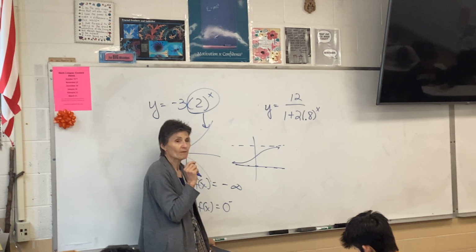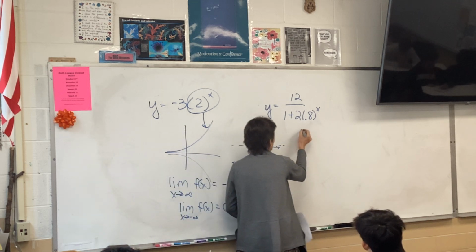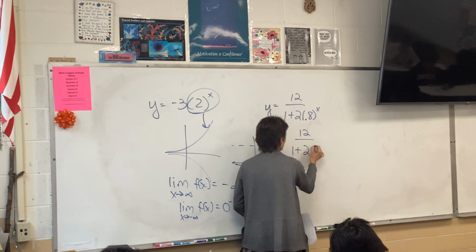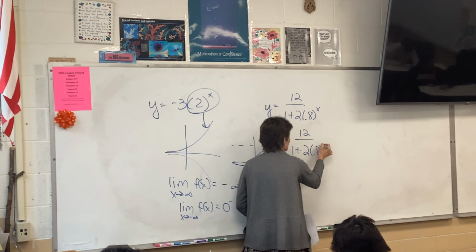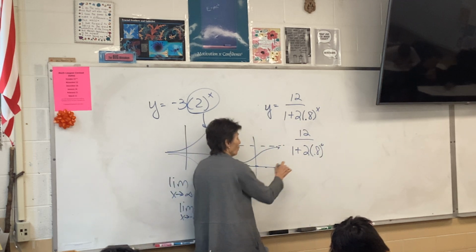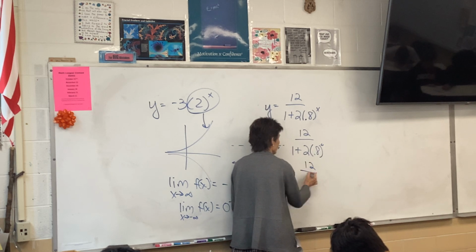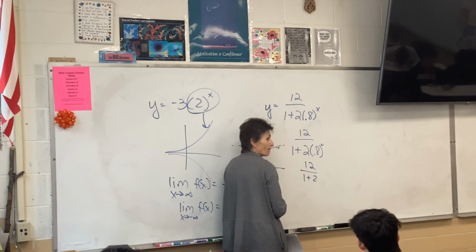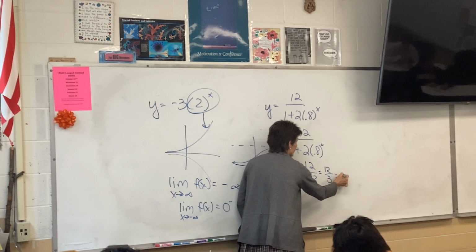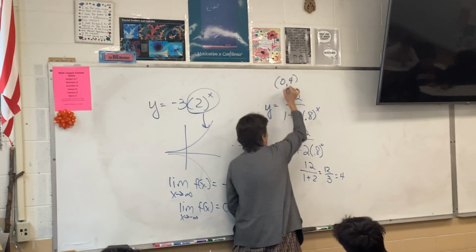Now, how do you find a y-intercept of anything? Plug in 0. So 12 over 1 plus 2 times 0.8 to the 0. What's 0.8 to the 0? So 12 over 1 plus 2, 12 over 3. The y-intercept is (0, 4).